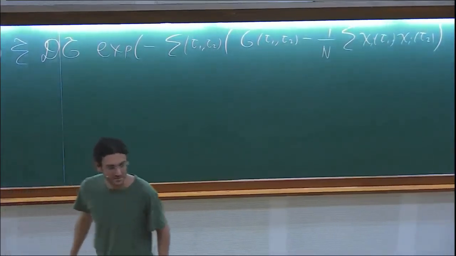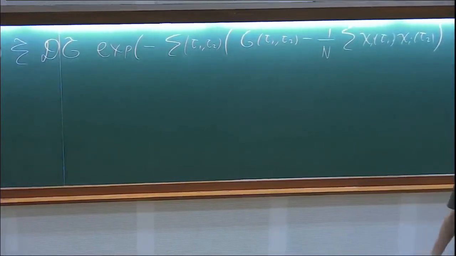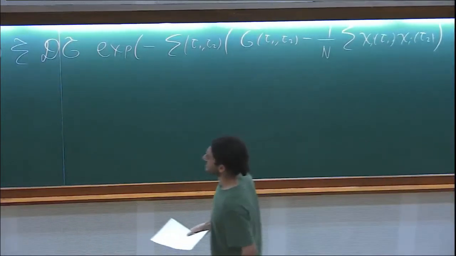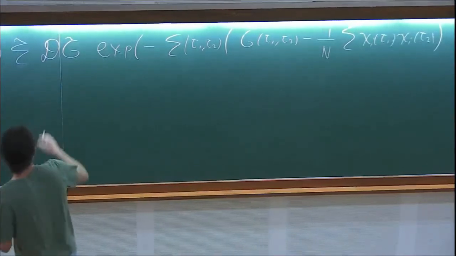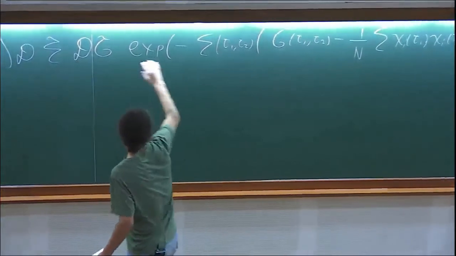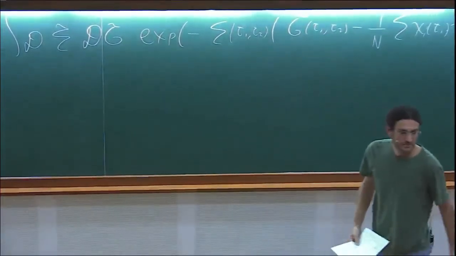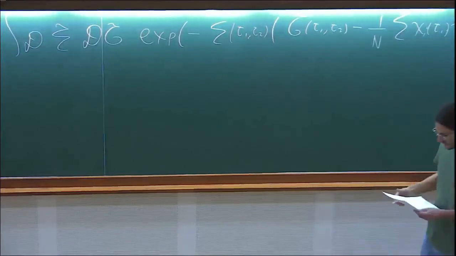That's right. I still have to do that integral. I'm so far just adding extra stuff to then simplify. So I insert this, which is just an identity. You can think of the sigma integral as giving a delta function, and then the g integral just gives one. So I've just introduced additional fields.